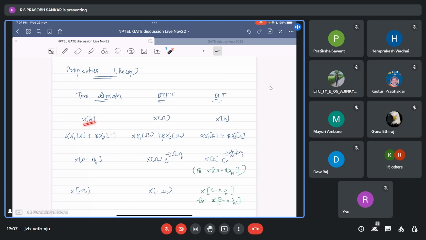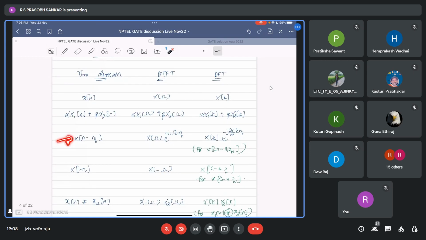These are some of the properties. Let x(n) be the signal in the time domain, X(omega) be the DTFT, and X(k) be the DFT. Now, what happens when we give a linear combination of two signals, alpha x1(n) plus beta x2(n)? Then the DTFT will be alpha X1(omega) plus beta X2(omega), where X1(omega) is the DTFT of x1(n) and X2(omega) is the DTFT of x2(n). This is the linearity property. Similarly, for DFT, we'll have alpha X1(k) plus beta X2(k).